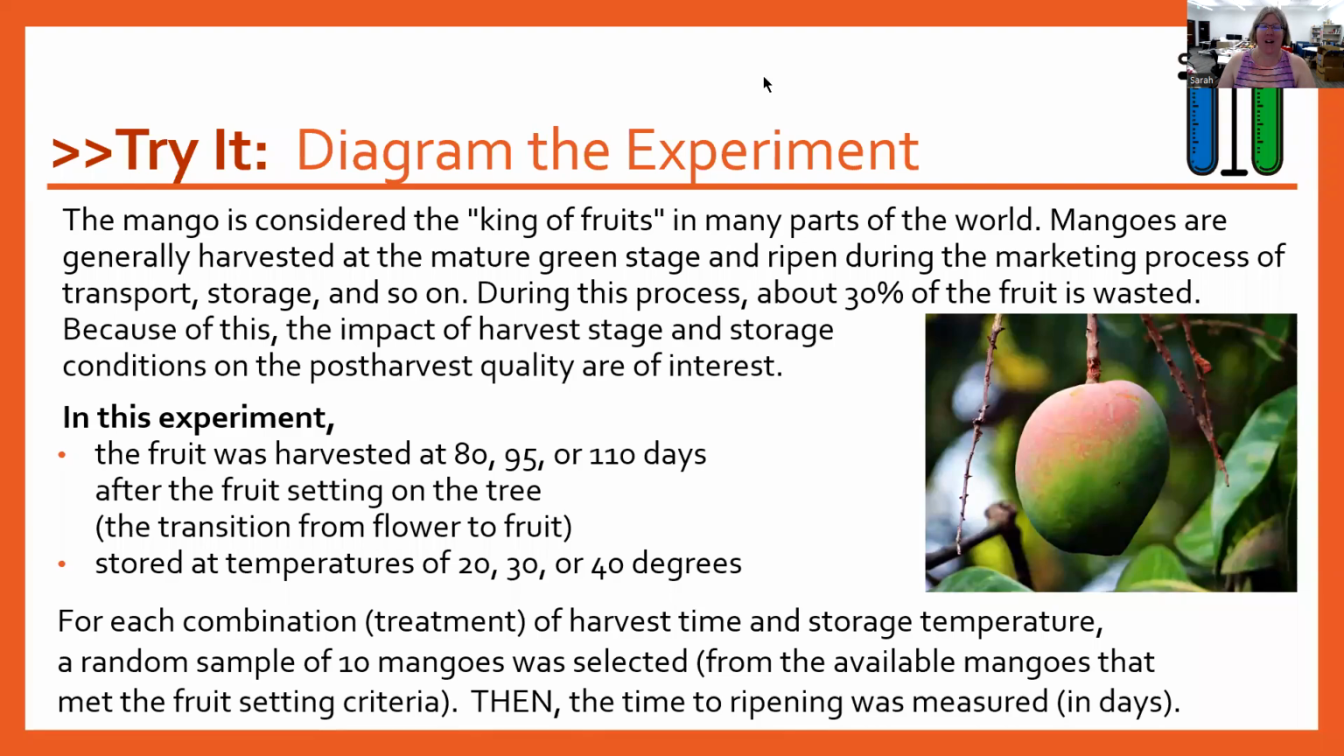Let's look at one last example of the basic randomized comparative design with two factors. The mango is considered the king of fruits in many parts of the world. Mangoes are generally harvested at the mature green stage and ripen during the marketing process of transport, storage, and so on. During this process, about 30% of the fruit is wasted. Because of this, the impact of harvest stage and storing conditions on the post-harvest quality are of interest.